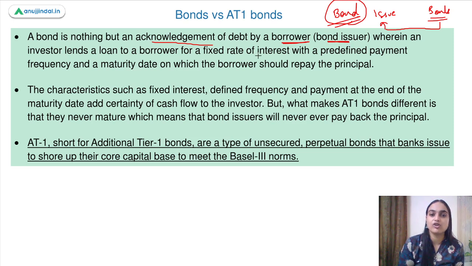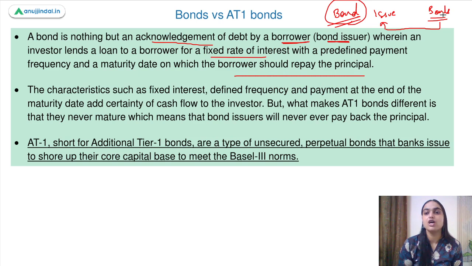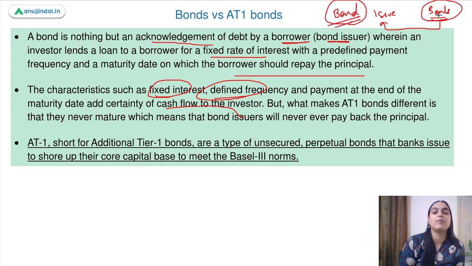So it is the acknowledgement of a debt by the borrower wherein an investor lends a loan to a borrower for a fixed rate of interest with a predefined payment frequency and the maturity date on which the borrower will repay the principal. So kuch time ke baad jisne bhi ye bond issue kiya tha, us bond holder ko wapas us company ko paisa repay karna hoga along with certain interest. The characteristics such as fixed interest, defined frequency, and payment at the end of maturity add certainty of cash flow to the investor. This is the reason why investors want to invest in bonds, because they have a surety that they will get back the amount invested and certain interest after a certain maturity date.